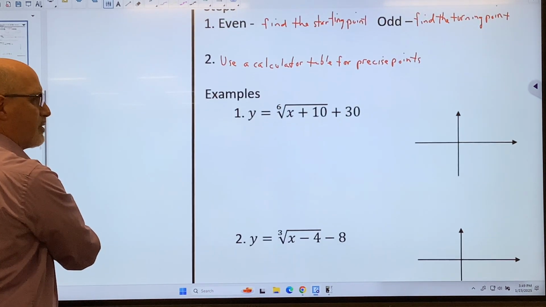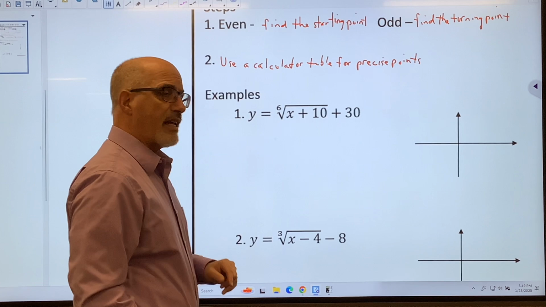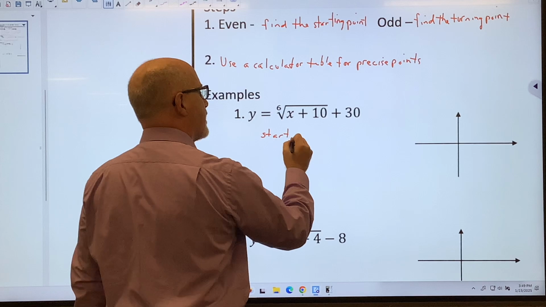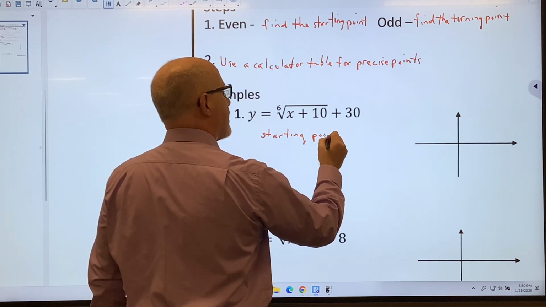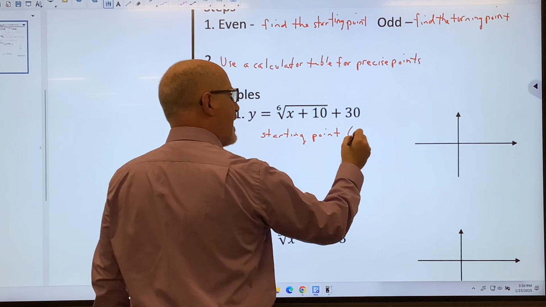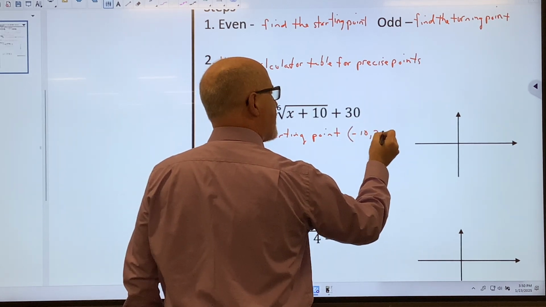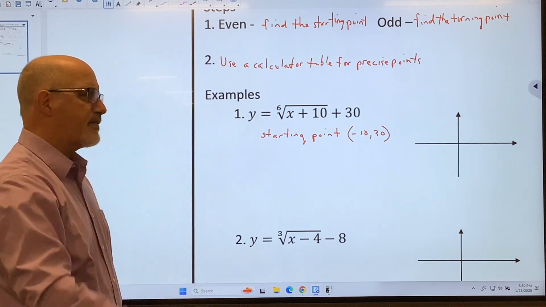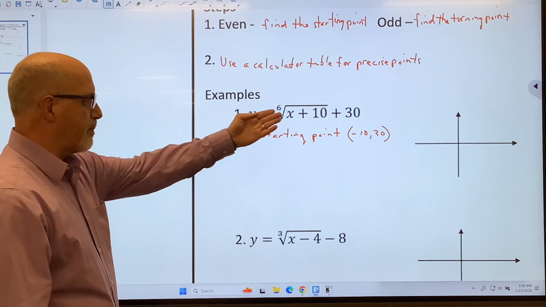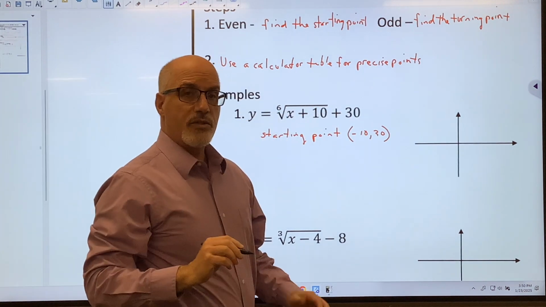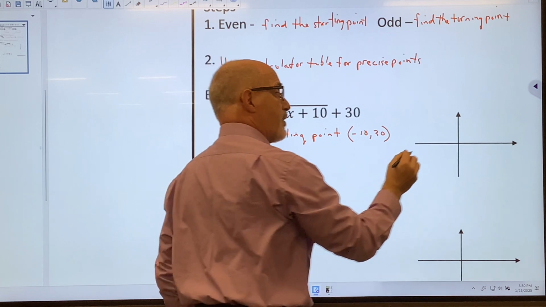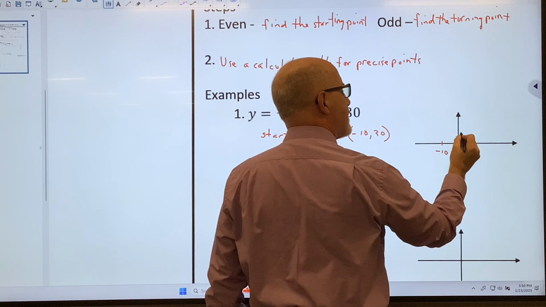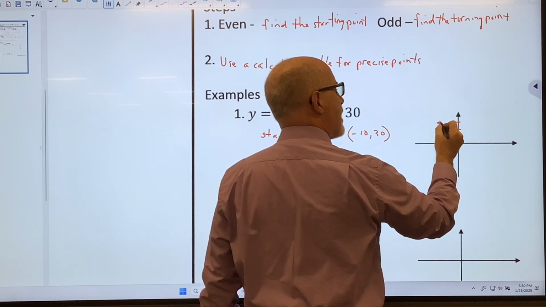So let's look at some examples here. This first one has an even index, so we're going to look for the starting point. The starting point for this one is going to be the opposite of that, so -10, and the same as that, the 30. That's the opposite because we want x minus something. x minus a -10 is what that starting point is. So it's the opposite of what's inside, the same as what's outside. So let's go ahead and find our starting point on the graph. So we're going to go out here, I'll go by 10. So here's a -10, and I'm going to go up to 30 here. So there's that point there.